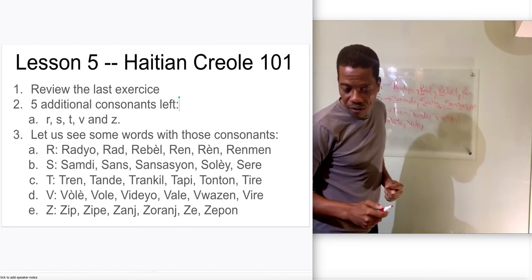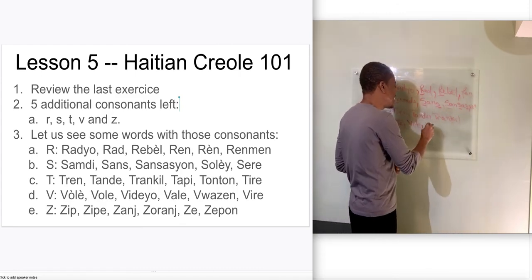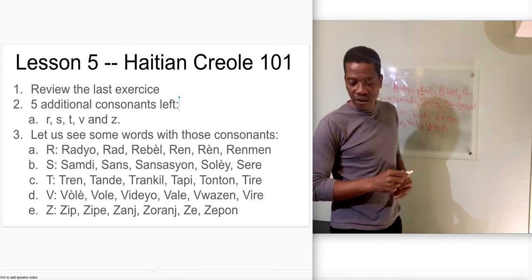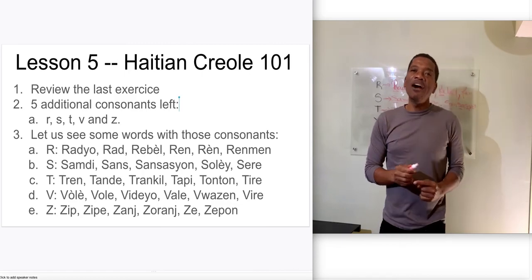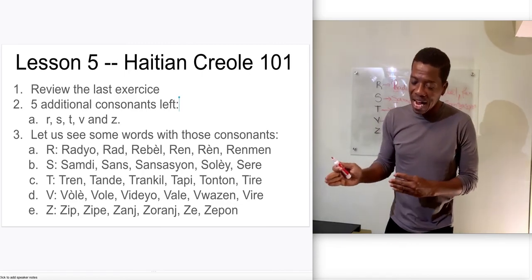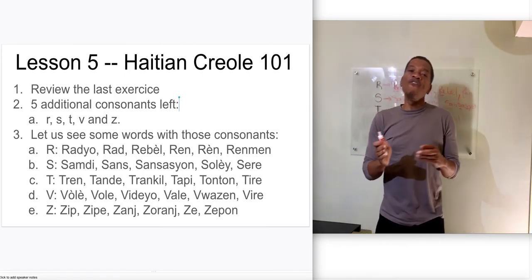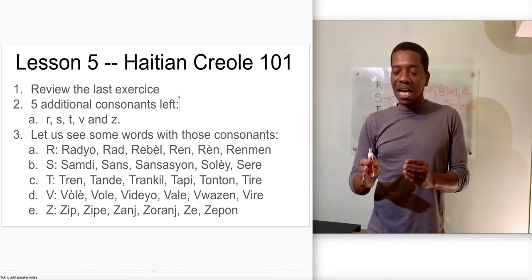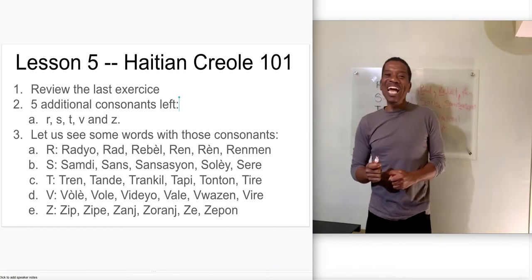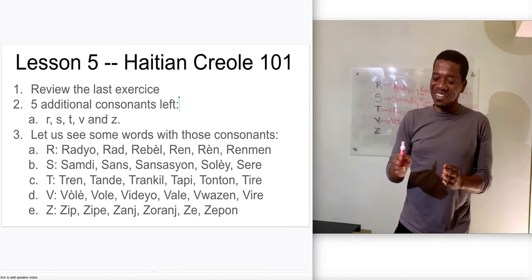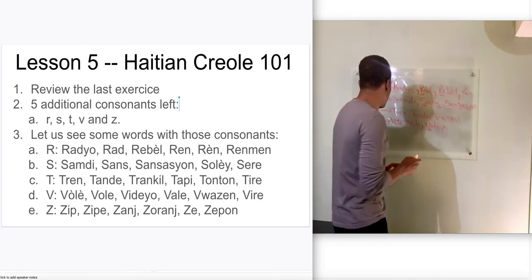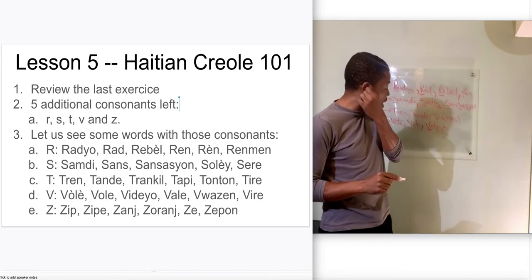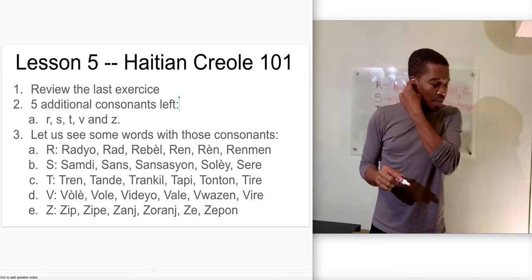Alright. Video. Valet. V-A-L-E. Valet. Voisin. V-O-A-Z-N. Voisin. Virer. V-I-R-E. Virer. This one now. The last consonant we're gonna see, it's Z.